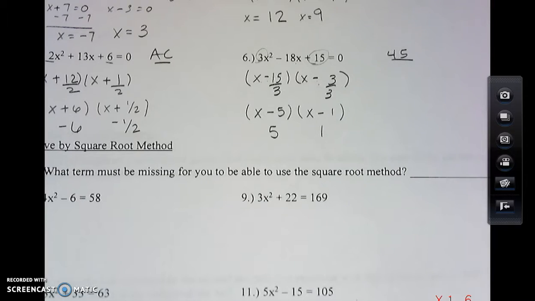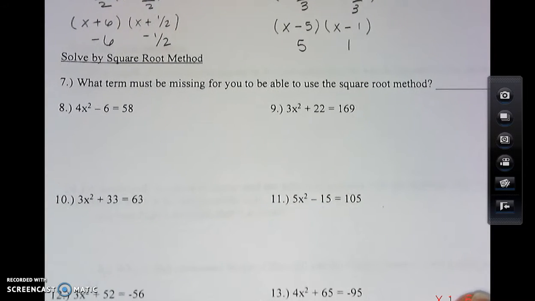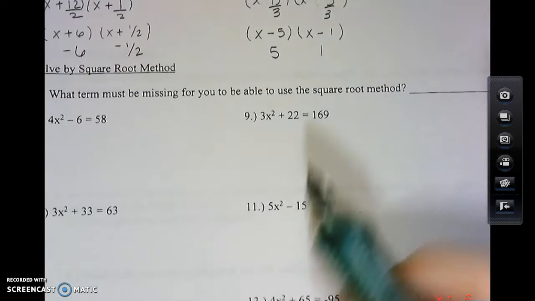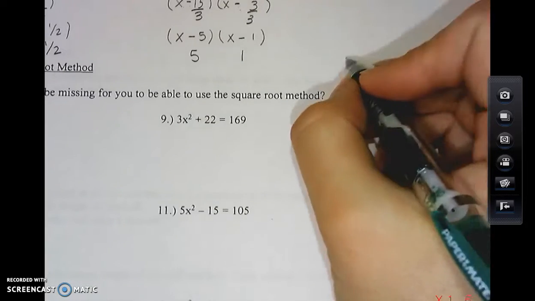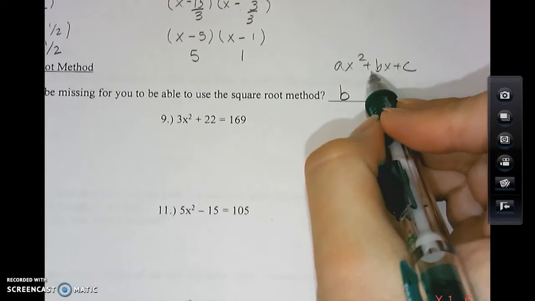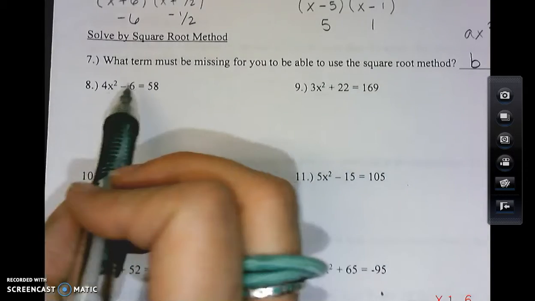Okay, the next section, solve by square root method. All right, so we use square root. What term must be missing for you to be able to use the square root method? Your b term is actually gone. So, you know, our quadratic is ax squared plus bx plus c. So we're actually missing this middle term that just has the x with it.